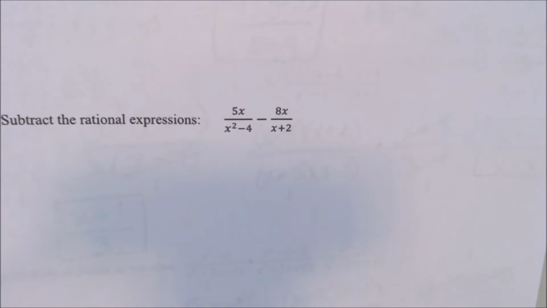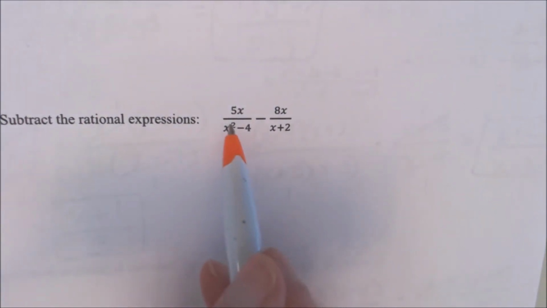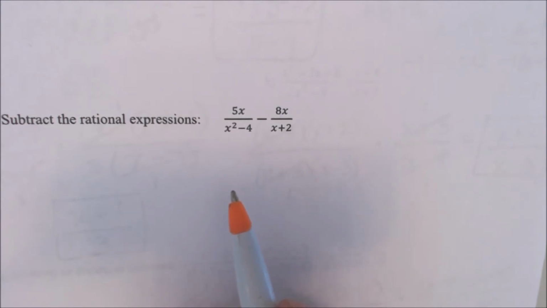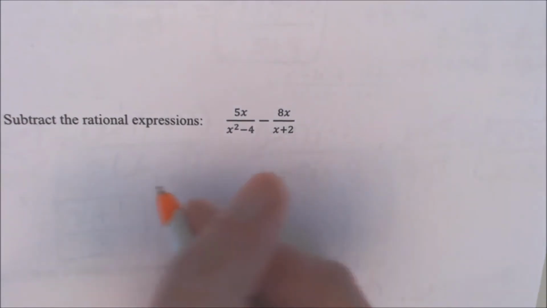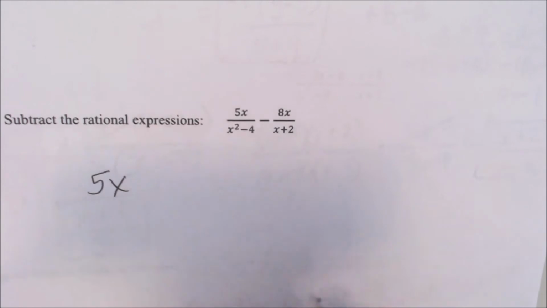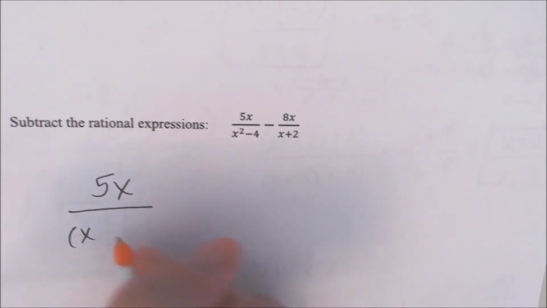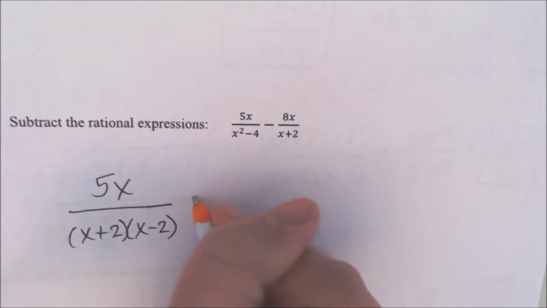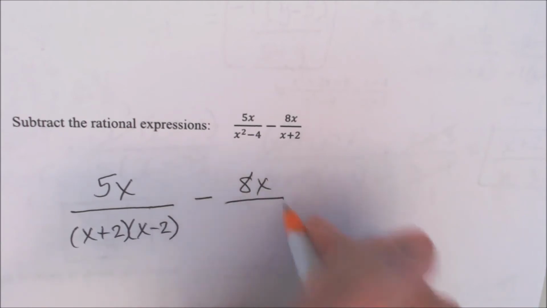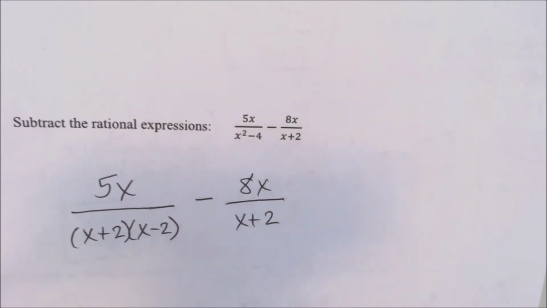Number 7's got a little bit more going on because they don't have a common denominator. So they're asking us to subtract 5x over x squared minus 4 minus 8x over x plus 2. Before trying to get a common denominator, make sure you have anything that can be factored, go ahead and factor it. So I'm going to rewrite this as 5x over x squared minus 4, that factors into x plus 2 times x minus 2, minus 8x over x plus 2. I can't do anything else with that.